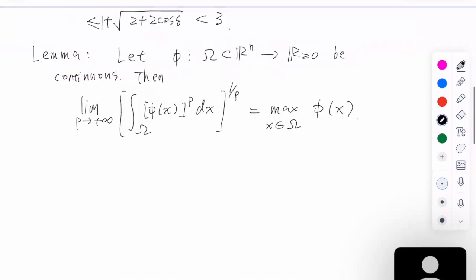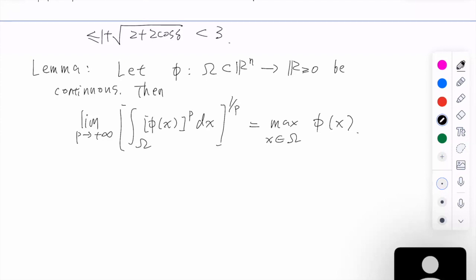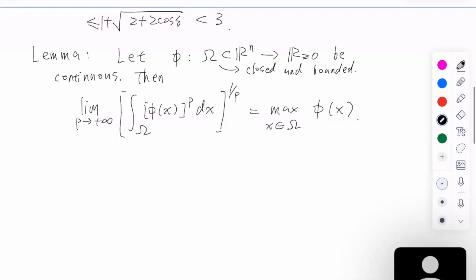So this is a maximum, not a supremum, because we assume that omega is a closed and bounded subset. If we have these assumptions, then this limit actually gives you the maximum of the continuous function, because in a closed and bounded set, a continuous function always attains its maximum. So this is why we have a maximum here, not a supremum.